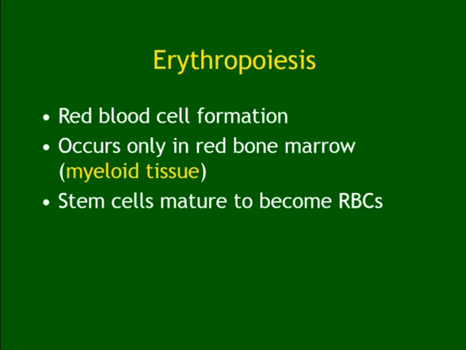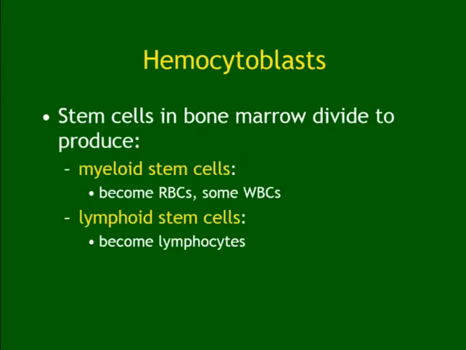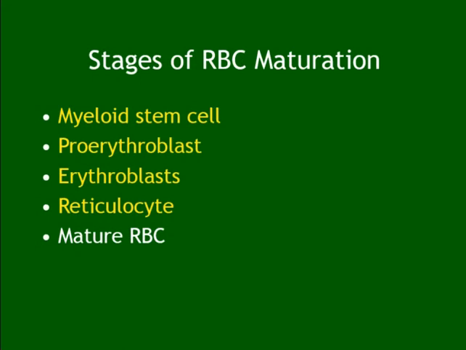Erythropoiesis is the process of making erythrocytes itself, and hemocytoblast is the stem cell. And you need to remember this. Hemocytoblast. This is the mother cell, the stem cell of everything, of all cells. And this will give you myeloid stem cells or lymphoid stem cells. Myeloid stem cells will make red blood cells and white blood cells. Lymphoid stem cells will make the exception, which is lymphocytes. So this is important to remember. And it goes like myeloid stem cell, proerythroblast, erythroblasts, reticulocytes, mature RBCs.